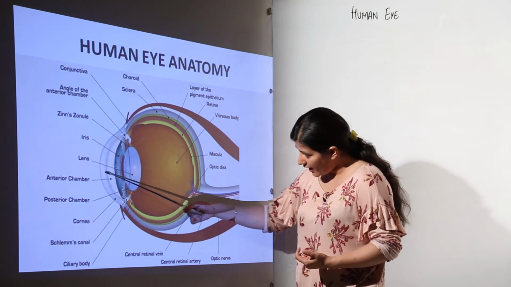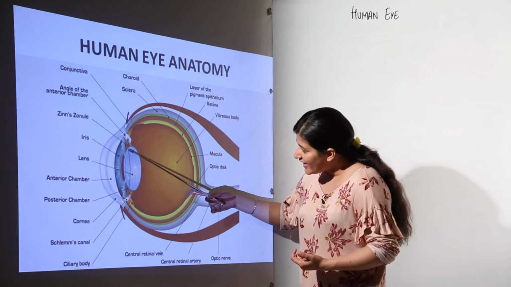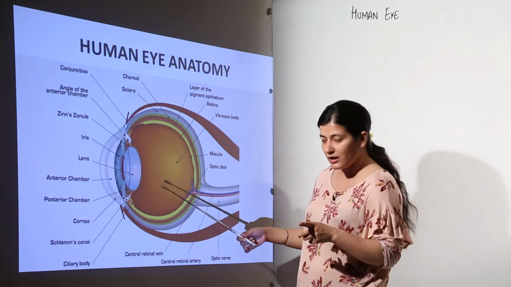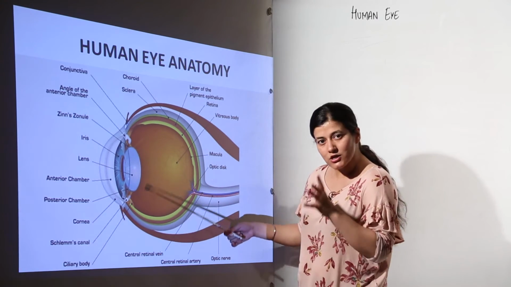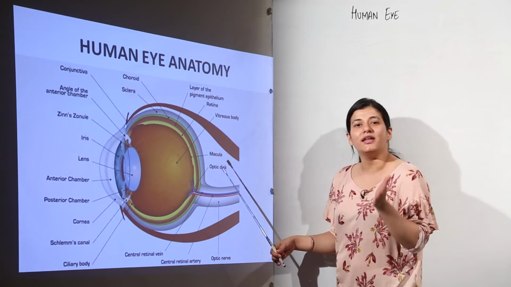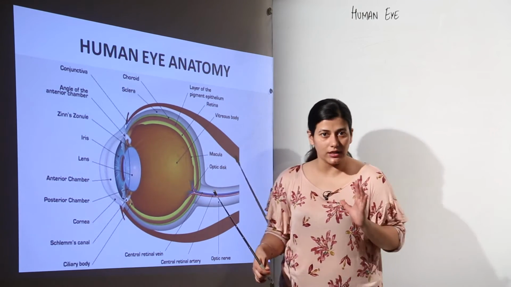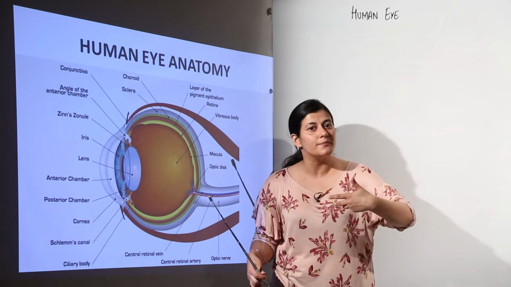The light would enter from the pupil. This lens is a convex lens, as you can see. It is not a concave lens, it is a convex lens. So it is going to form an inverted image. But do you see things inverted? No, you don't see things inverted. I am not visible to you upside down.